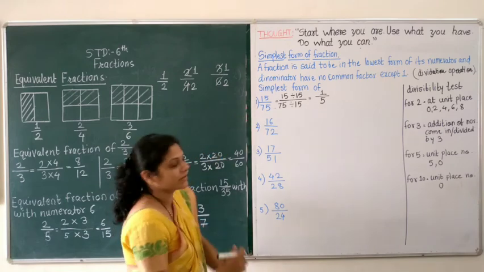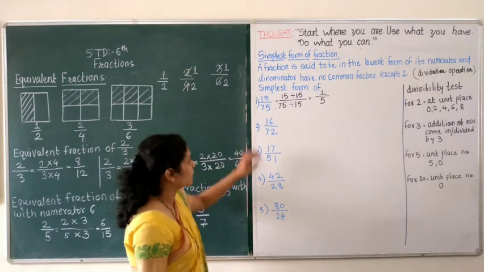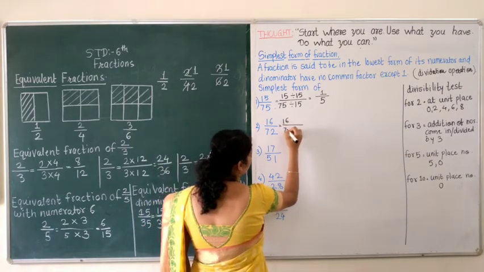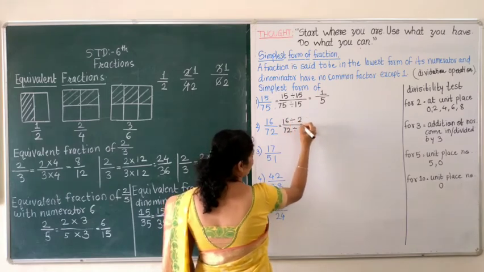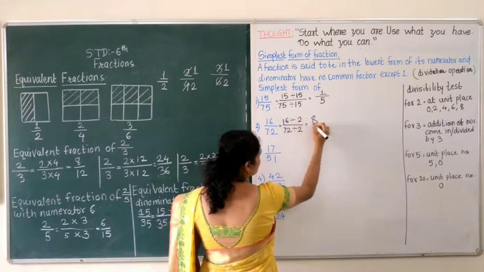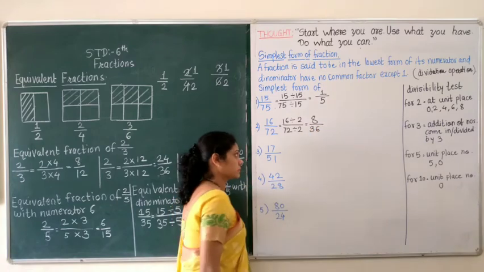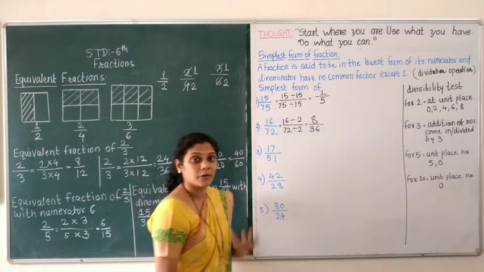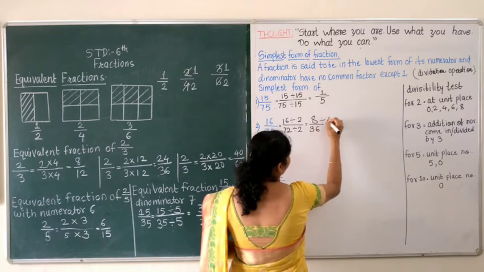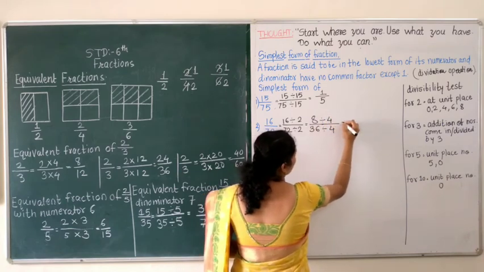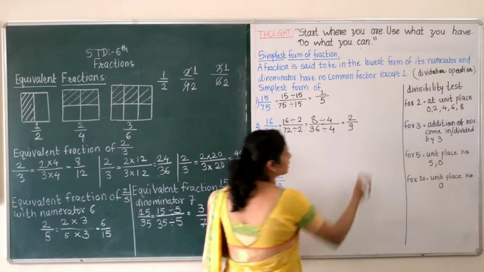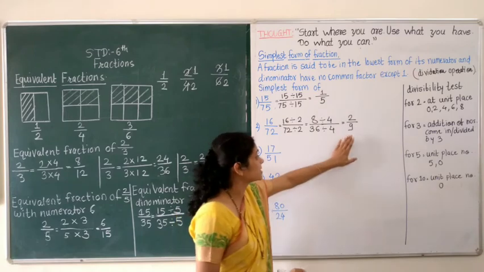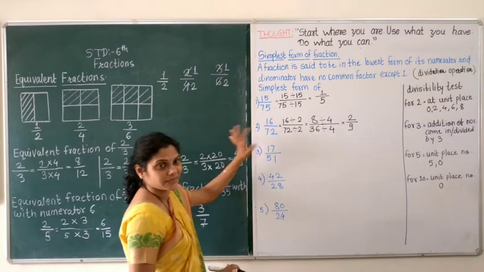Now 16 upon 72. Okay, so I know that these are even numbers. So it can be divisible by 2. So I will write here directly 2. 2 8s are 16, 2 36s are 72. 8 and 36, both numbers come in the table of 4. So directly I will divide here by 4. 4 2s are 8, 4 9s are 36. And 2 and 9 do not come in a common table. So this is my simplest form of 16 upon 72.